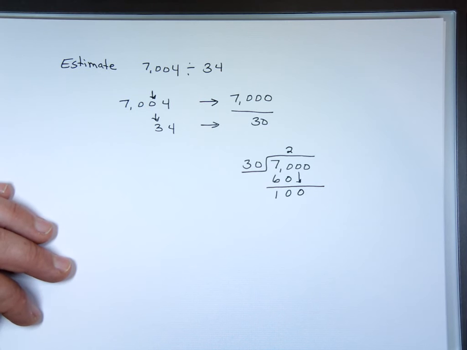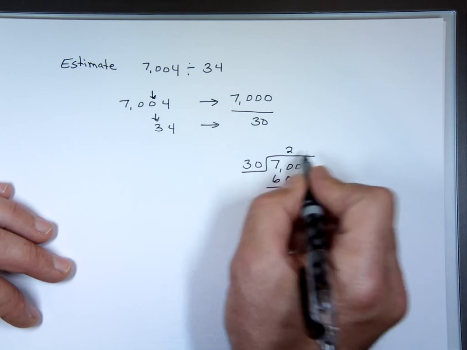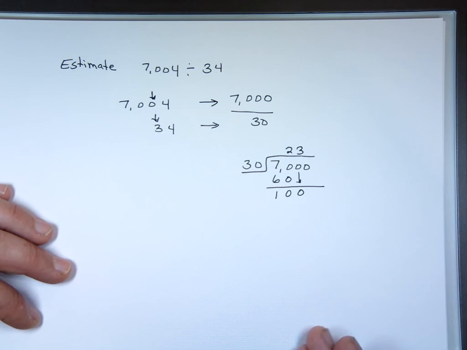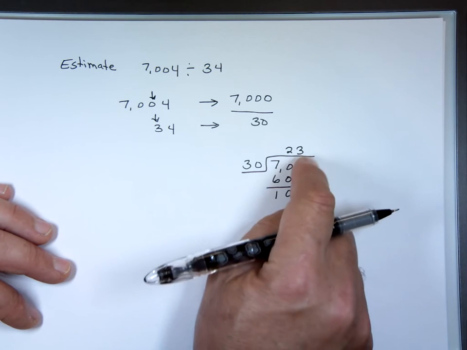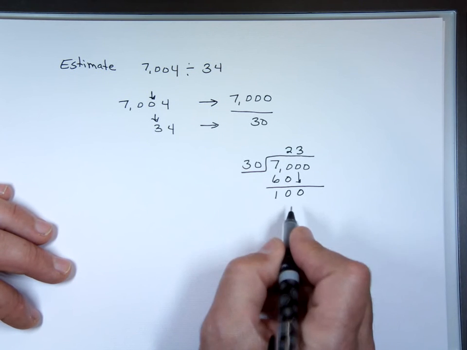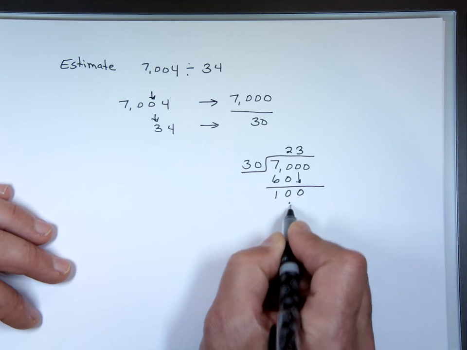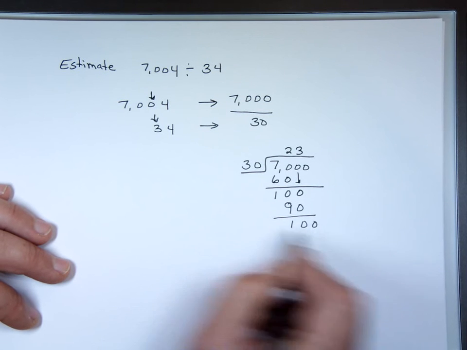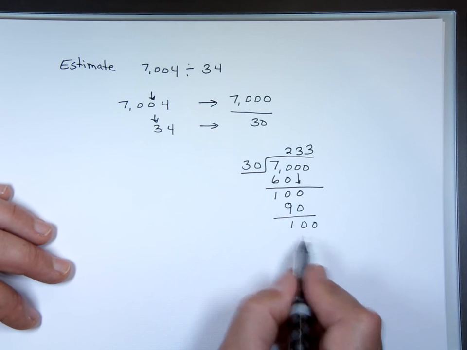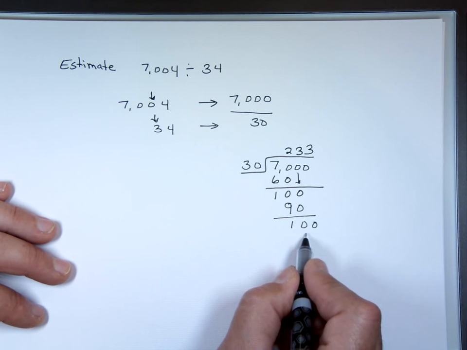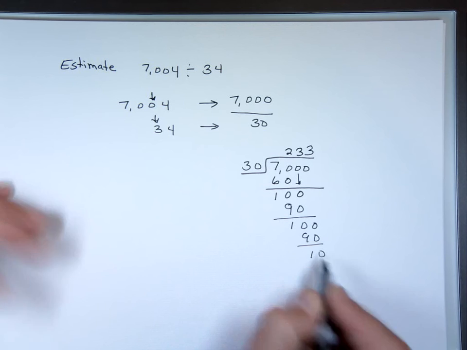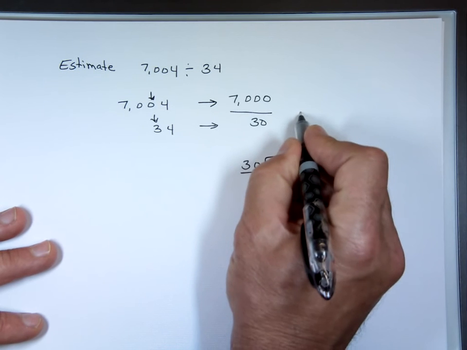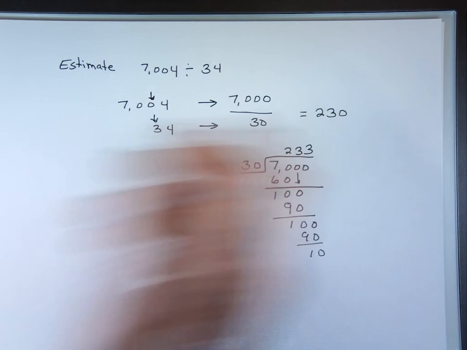What's 100 divided by 30? 3. 3 times 30 is 90, remainder 10. That's about a 3. So you got about 230, and there's a remainder of 10. But you're looking for estimation. That's what you're looking for. So you might say, well, this is going to be about 230. So we're trying to get an estimate, a neighborhood answer.